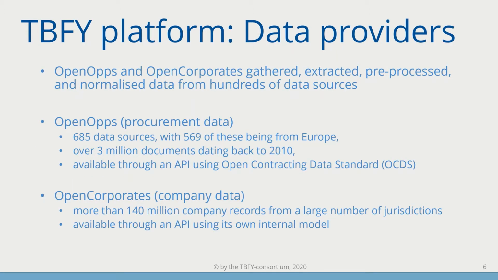Regarding the data providers, we have two main data providers, namely OpenOpps and OpenCorporates. They gathered, extracted, preprocessed, and normalized data from hundreds of data sources. OpenOpps is our main data provider for the procurement data. They have 685 data sources, and 569 of them come from the European sources. They have over 3 million documents dating back to 2010. And this data is available through an API using Open Contracting Data Standard, OCDS.